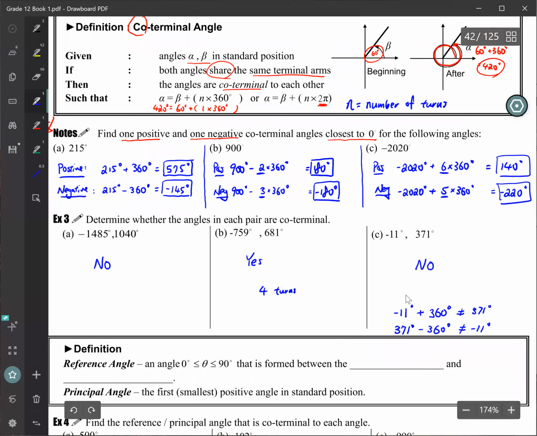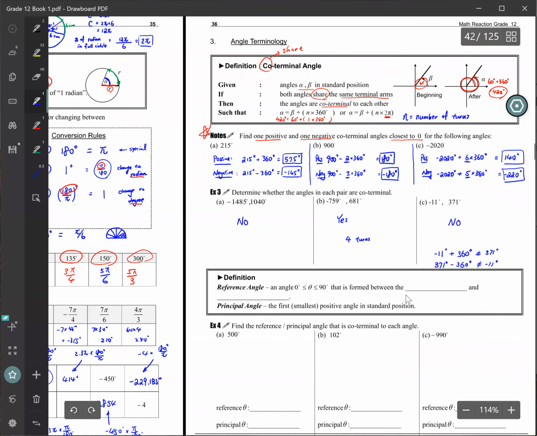Okay, so that's how you can check. You can pick an angle to start, and then you turn in the direction that you want to. If you want to get to positive, you add. If you want to continue getting more negative, then you subtract. See if it lands on the other one.